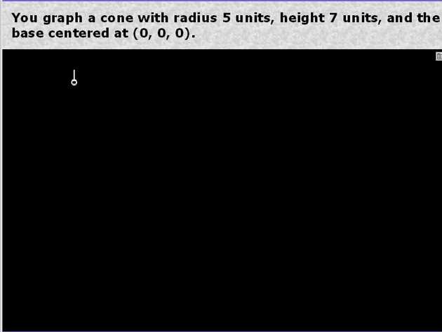So, you should graph a cone with a radius of 5 units, height of 7 units, center at 0, 0, 0. So when you're check it outs.